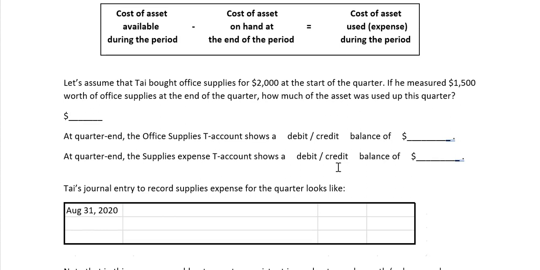Let's assume that Ty bought office supplies for $2,000 at the start of the quarter. If he measured $1,500 worth of office supplies at the end of the quarter, how much of the asset was used up this quarter? So I'll give you a minute to work on these first three questions here, and we'll go over it in the same video.